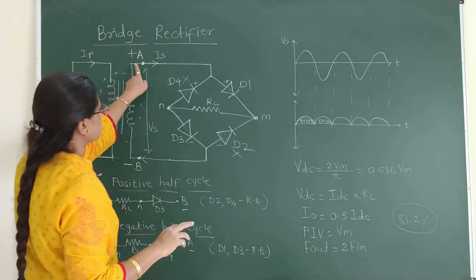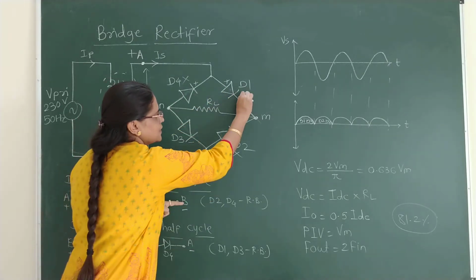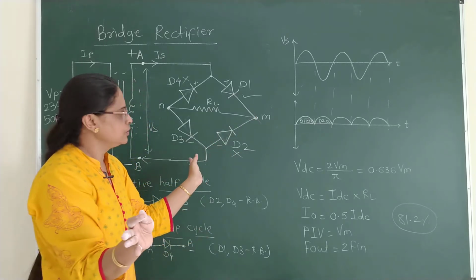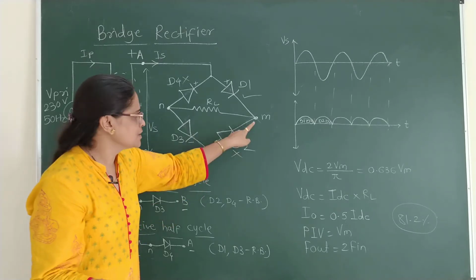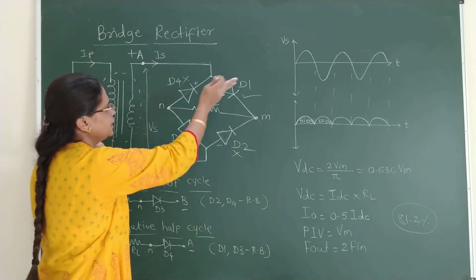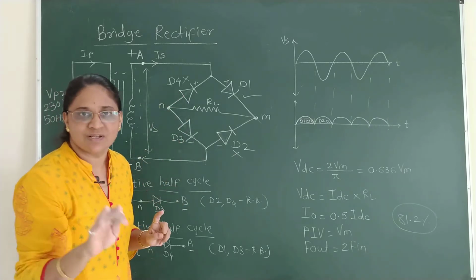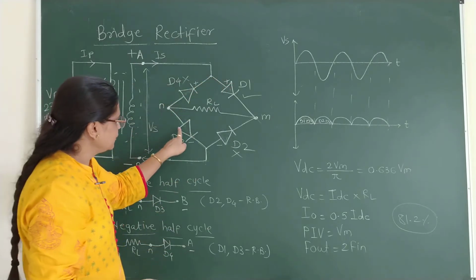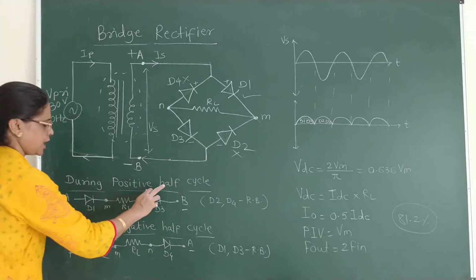So how does current flow occur? From point A through D1, as D1 is forward biased, it is working. Current will come up to point M. It can be divided into 2 ways, through D2 and through RL, but D2 provides reverse bias, high resistance, so current will flow through RL. It will come up to point N. Again, it can be divided into 2 paths, D4 and D3, but D4 is right now in reverse bias. It will provide high resistance, so current will not go through D4, but it will flow through D3.